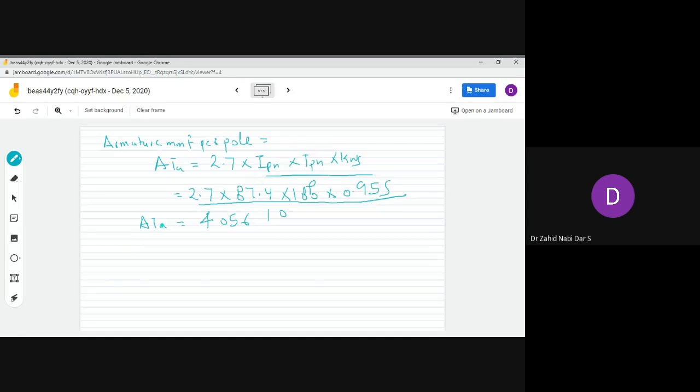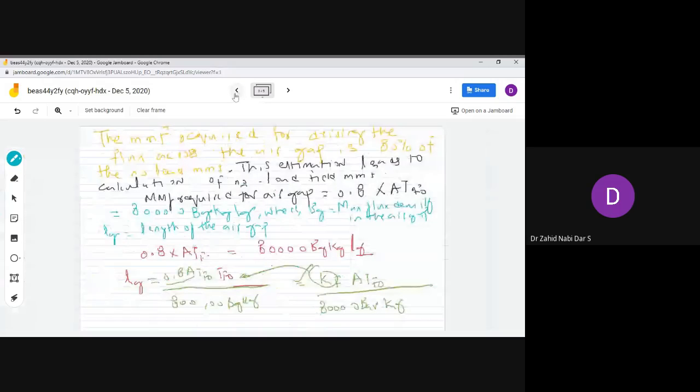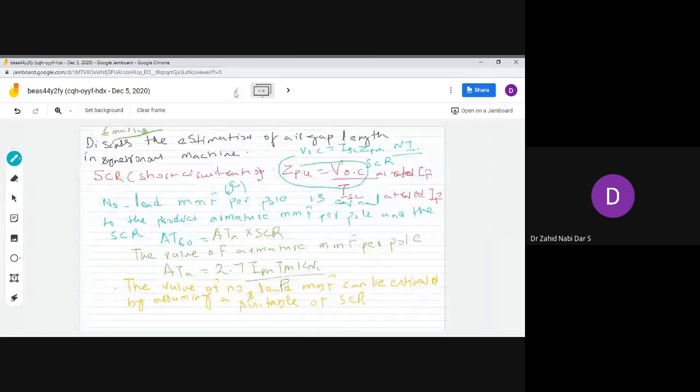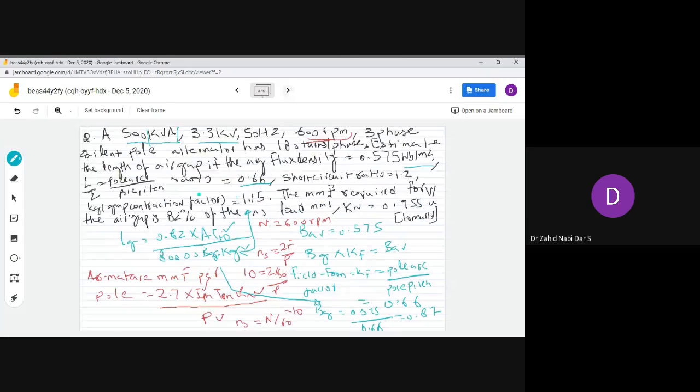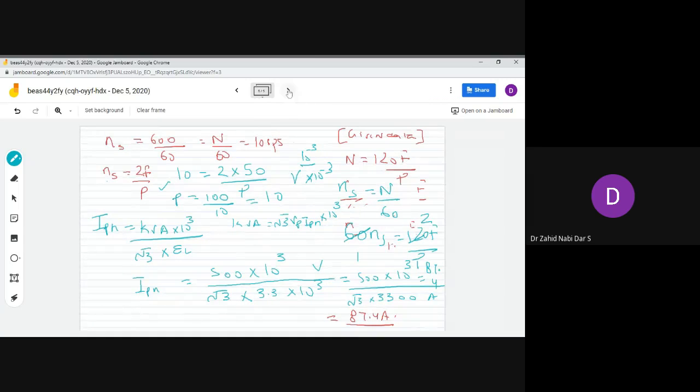Okay, no load MMF. If we see the no load MMF here from this air gap length calculation, we saw the value of the armature MMF per pole. So no load MMF per pole is equal to the product of armature MMF into the short circuit ratio. So here in the problem, the short circuit ratio is mentioned 1.2. So our no load MMF would be MMF per pole into the short circuit ratio.